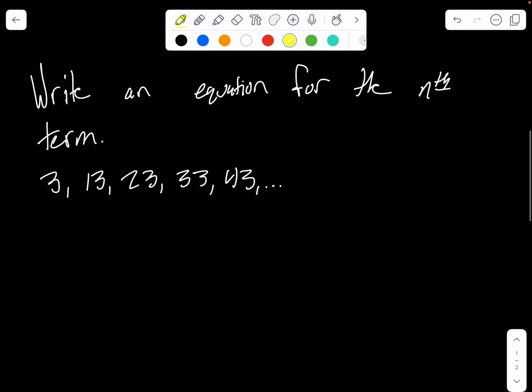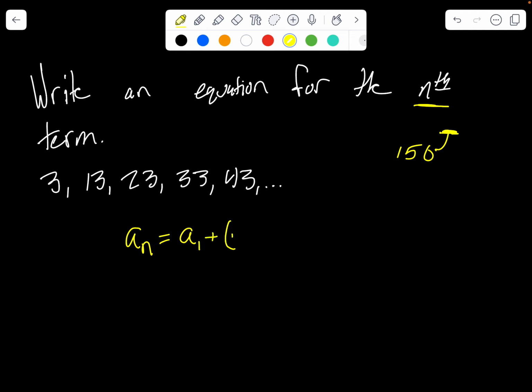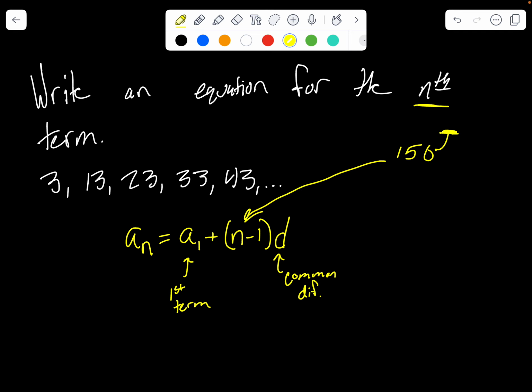Now, we also looked at an equation for the nth term, meaning I could tell you to find the 150th term. You could plug it into the equation and find out what the value is for the 150th term. The equation that we looked at was a sub n equals a sub 1 plus n minus 1 times d. Remember, this a sub 1 is just our first term, and d was the common difference. N would be where we plug in the 150. N is like x. A sub n just means we're looking for the value of some term, like y.